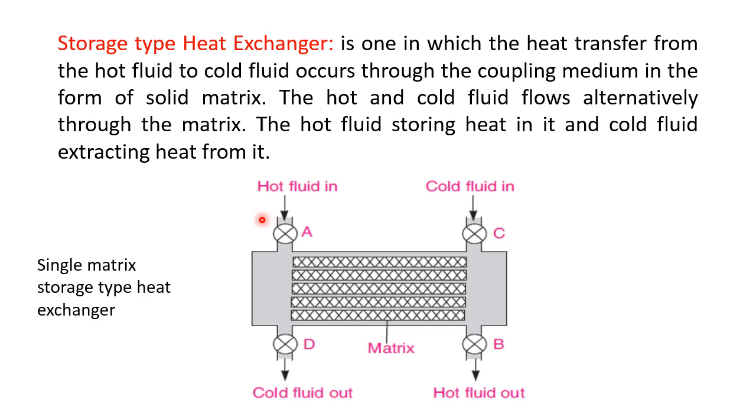Initially, the hot fluid is made to pass through this porous matrix material. The hot fluid gives up its heat to the porous matrix material, and the matrix stores the heat received from the hot fluid, and the hot fluid goes out through wall B. This process is continued for some time.